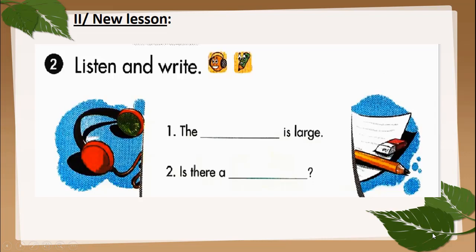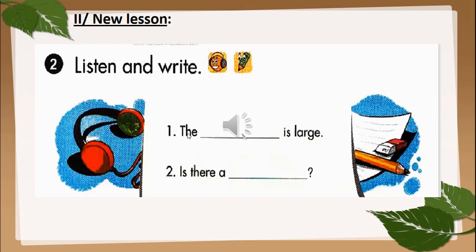Now we practice listening and writing the two sounds which you have practiced. First, you get the words in the blanks. Now listen two times and write down. This is the first time. Page 16. Lesson 3. Activity 2.